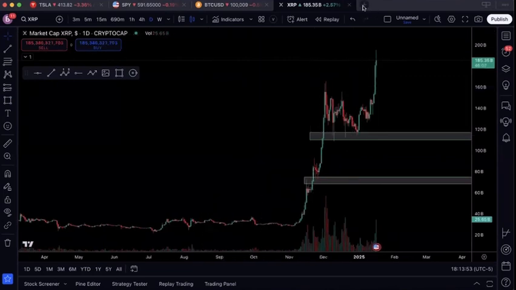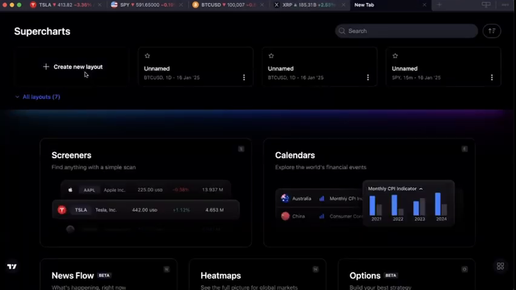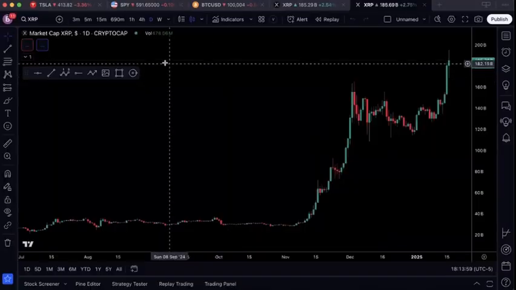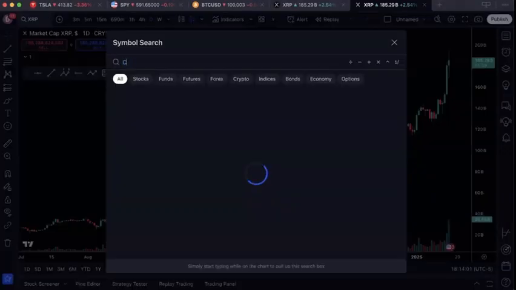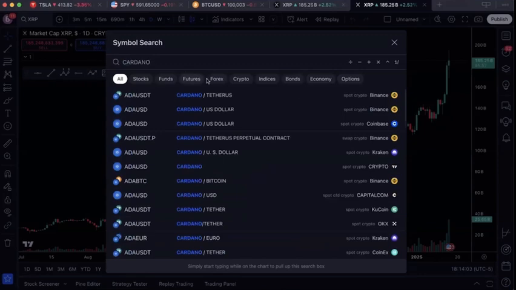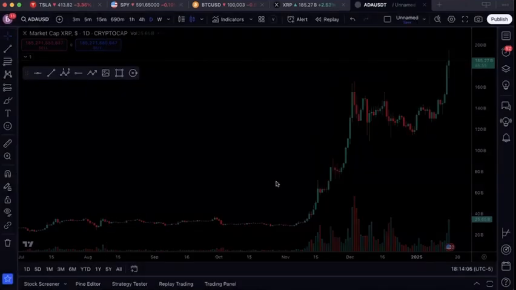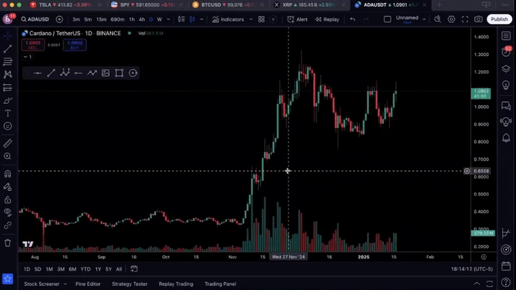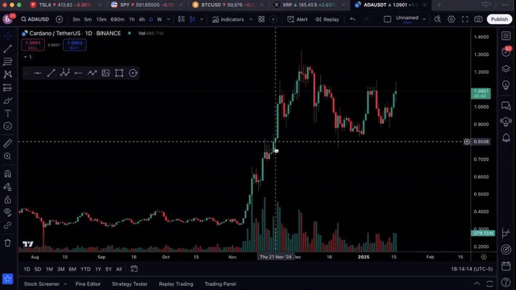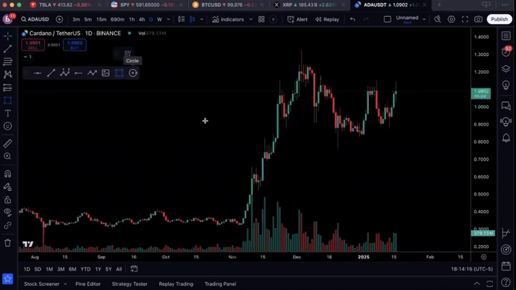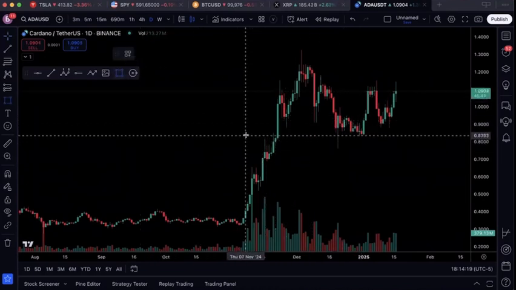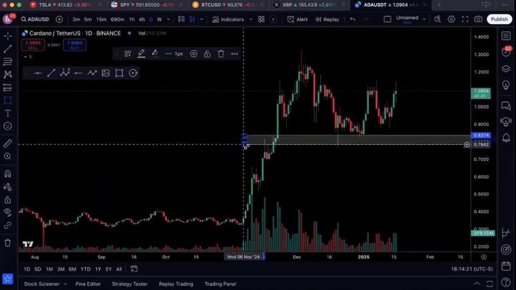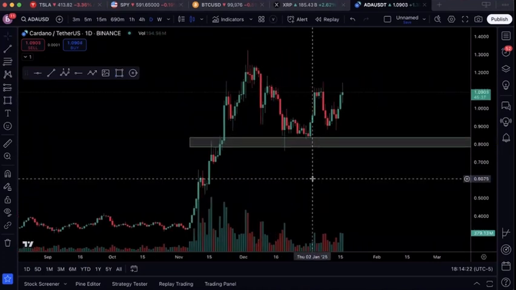Let's do Cardano next. All right. So first thing I see is these highs right here, and then there's lows right here, key level, and then that's when you can make a play off of it.